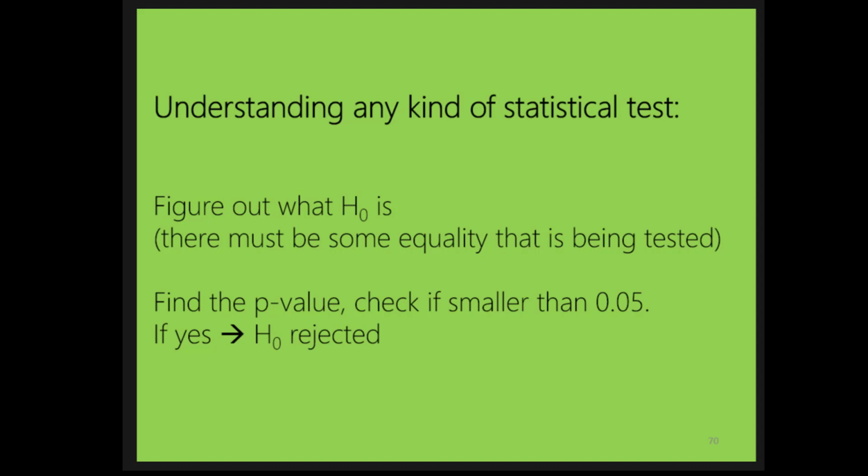And the second thing is, you need to be able to figure out that there should in the end be a number that I should compare to 0.05. If it's below 0.05, then it's extremely unlikely, if H0 were true, that I get the data that I have. And if it's above 0.05, then it is possible, given that H0 is true, that I get the data that I have. So there are two things to do. Figure out what H0 is, and there needs to be an equality in it. And the second thing is, find that number that will allow us to decide if H0 is rejected, yes or no.